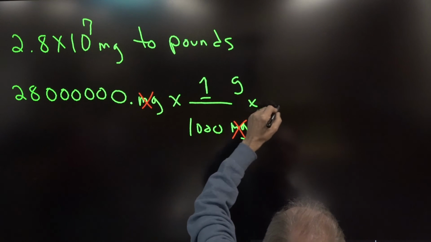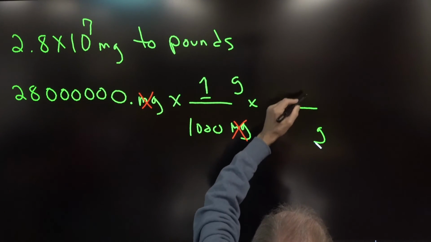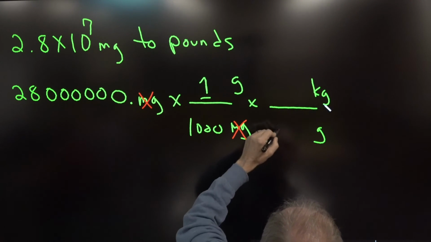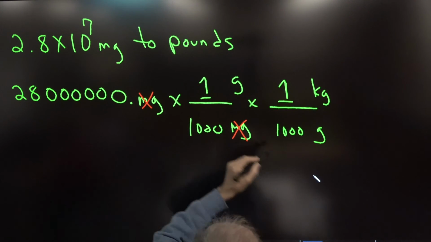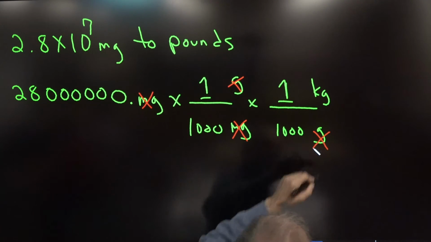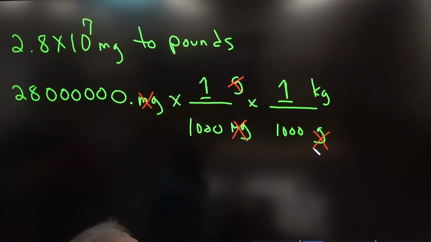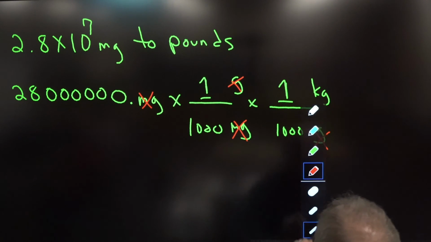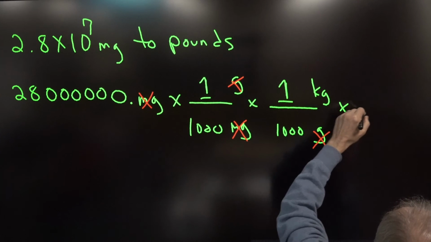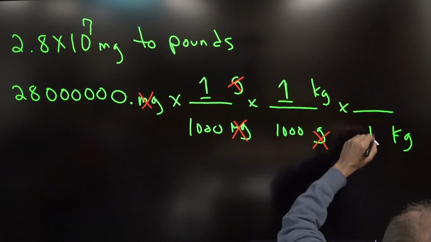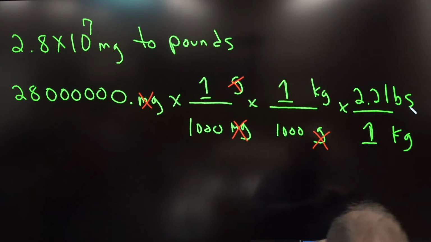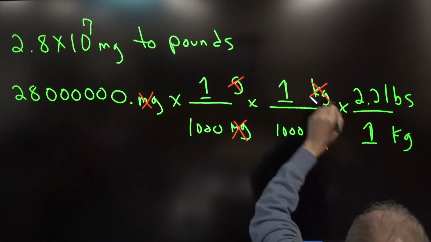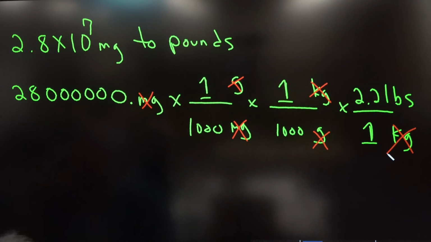Now we have to wipe out gram to kilogram. So 1,000 grams equals 1 kilogram. So now grams are blown out, and now we have to go, and we know that 1 kilogram is 2.2 pounds. So there's 1 kilogram, and that's 2.2 lbs. So now the kilograms are gone, and we have done that.